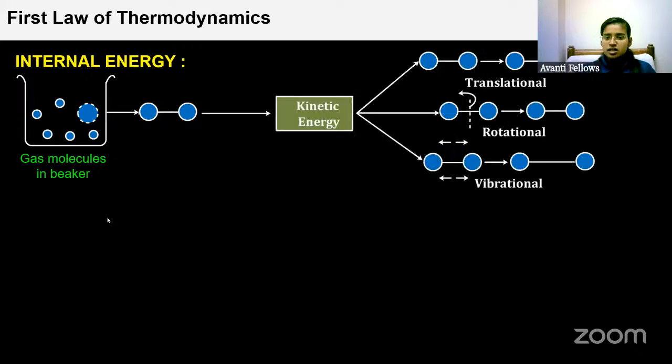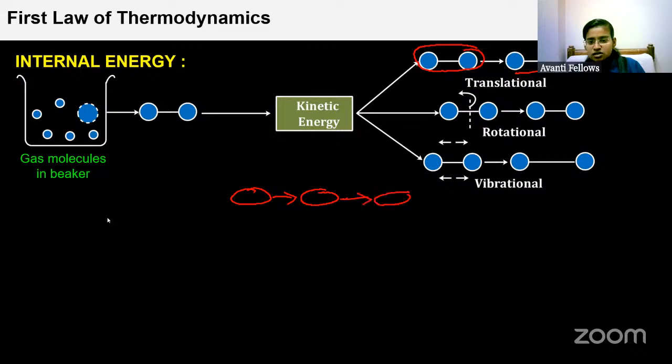What is meant by kinetic energy? Kinetic energy can be in the form of translational energy, rotational energy, vibrational energy. Translational means the molecule will move from one place to another in the same direction, along a single direction. Some amount of energy is required to move from one place to another, right? So that is called translational energy.